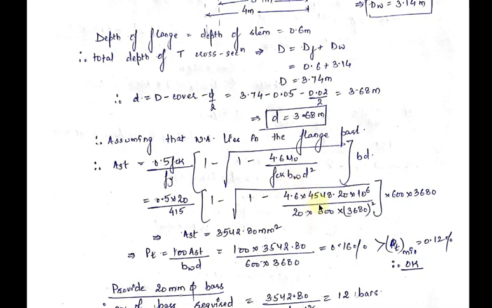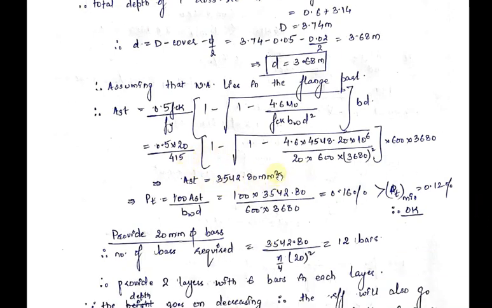So the width of web, or the thickness of the counterfort, is 600, we know that, and the effective depth we just calculated is 3.68 meters. We will take the values in mm, so this will be 3680 mm. The Mu which we calculated was in kilonewton meters, so while putting it here, we will have to convert it into Newton mm, so we will multiply it by 10 to the power 6. After solving this, I get the value of Ast as 3542.80 mm squared.